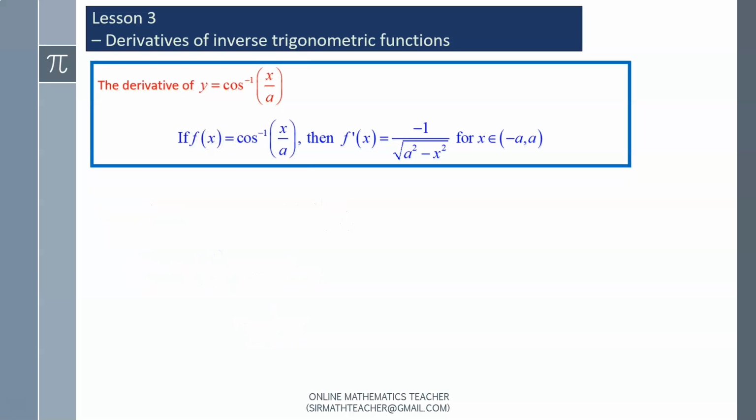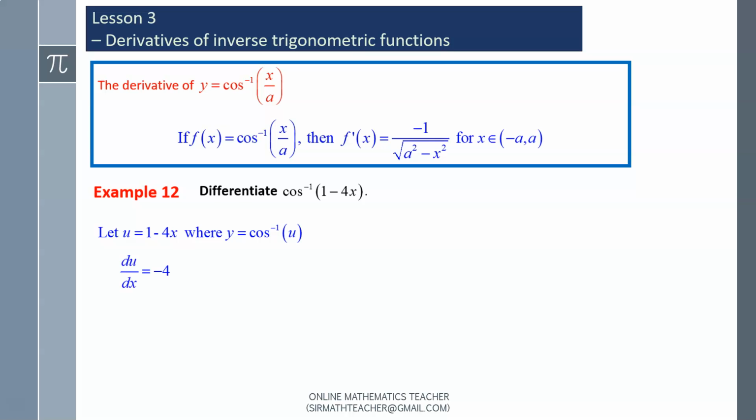The derivative of inverse cos, or arccos, is negative 1 over the square root of a squared take x squared. So differentiate arccos of 1 take 4x. Here you've got a composite function, so let u equal 1 take 4x. So now you have y equals the inverse cos of u. du/dx equals negative 4. Apply the chain rule.